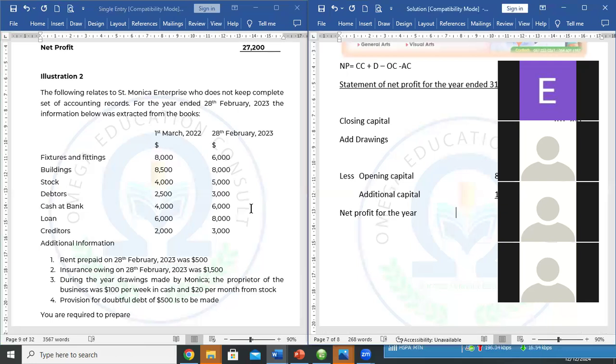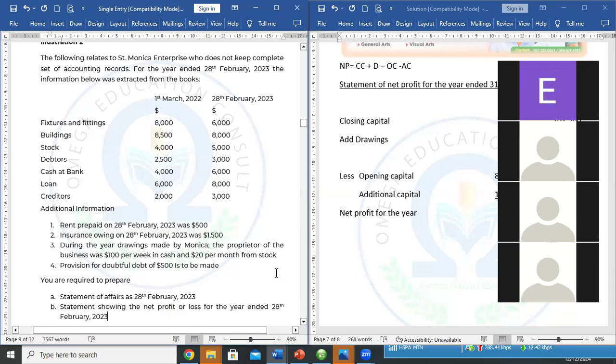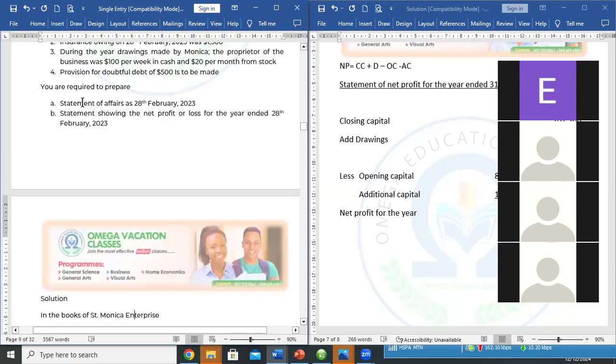Now, fortunately for us, in our previous lesson, we prepared the statement of affairs for this, right? So I think that'll be all for this question, especially where we have done the statement of affairs. So you can pick the values in there and prepare your statement of net profit. Okay, so the requirements were to prepare the statement of affairs and a statement showing the net profit, as we have discussed. Great.